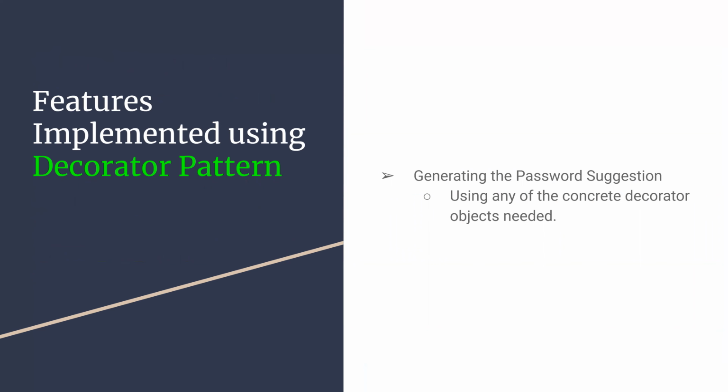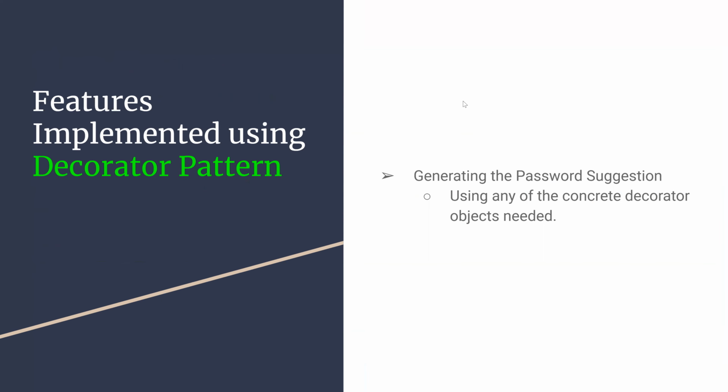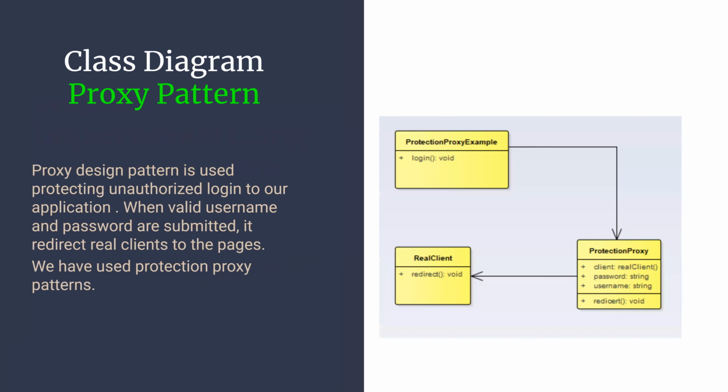Essentially, the sign-in page processes the password and runs it through a validation function in user to find out which decorators need to be called dynamically, and it runs the password through those decorators to suggest a password that will always meet the criteria we need to be considered secure by this website. And so let's move on to the proxy pattern.